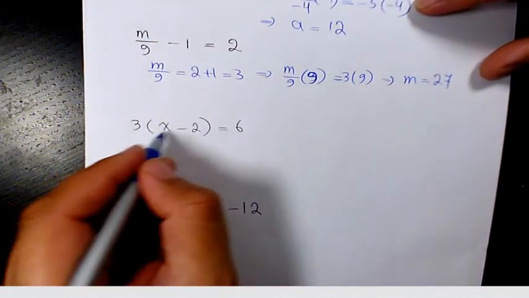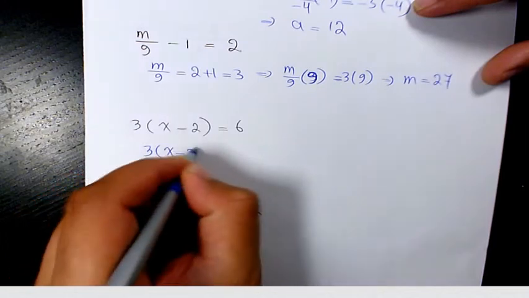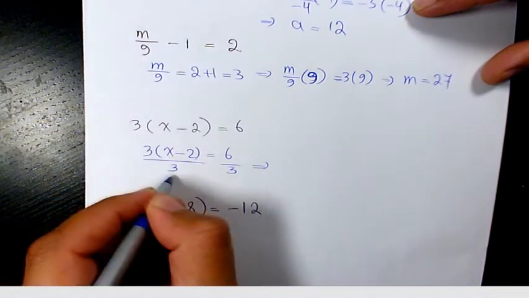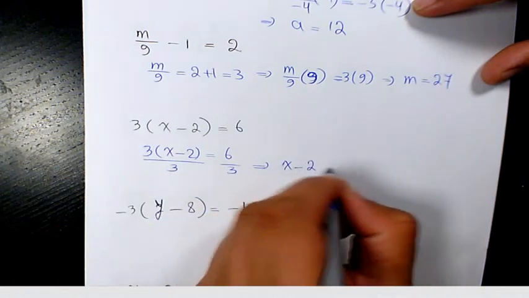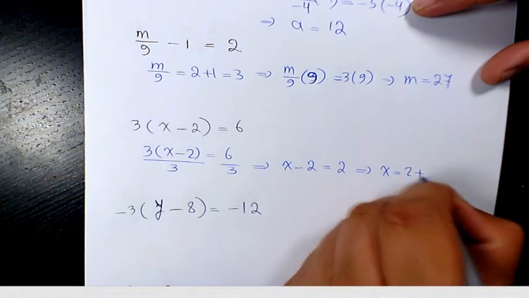Next one, 3 times x minus 2 equals to 6. I need to divide both sides by 3. These 3 and 3 cancel out. We have x minus 2. We have 6 divided by 3 is 2. So x will be 2 plus 2, which is 4.